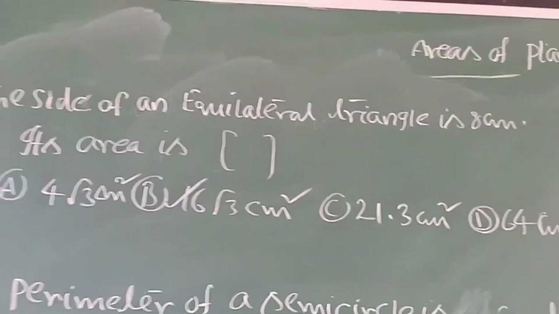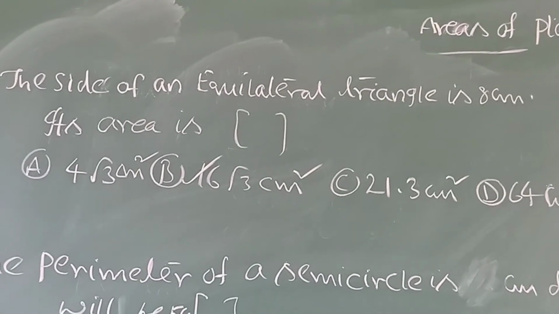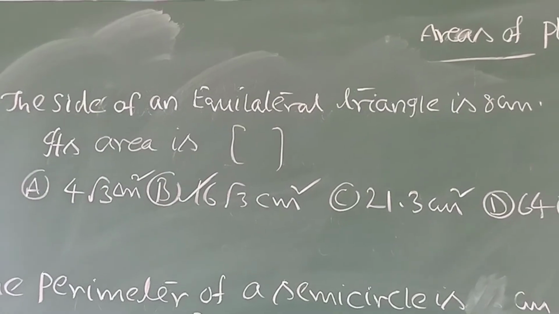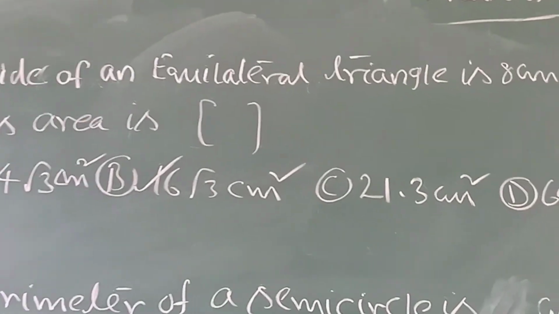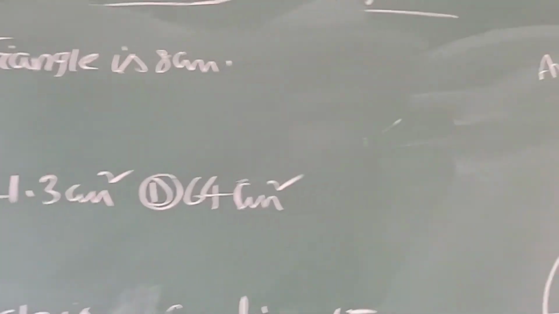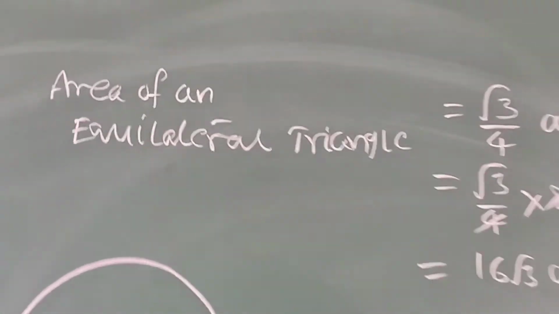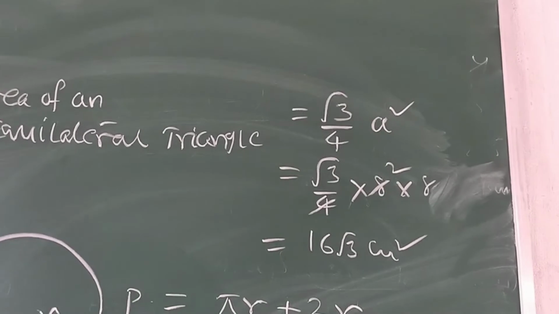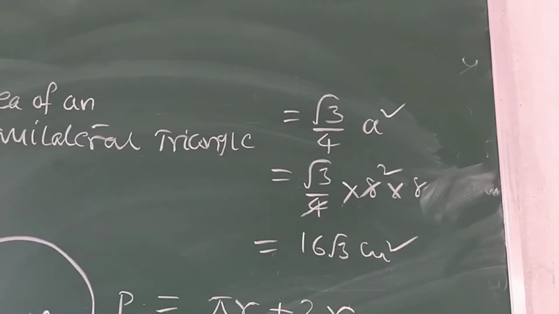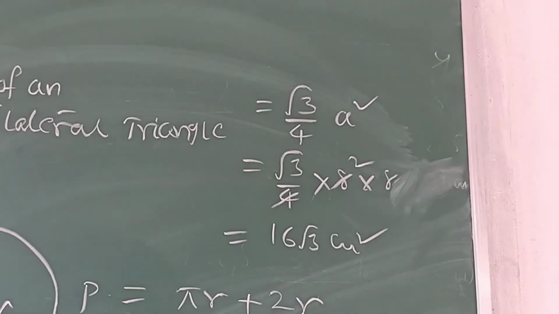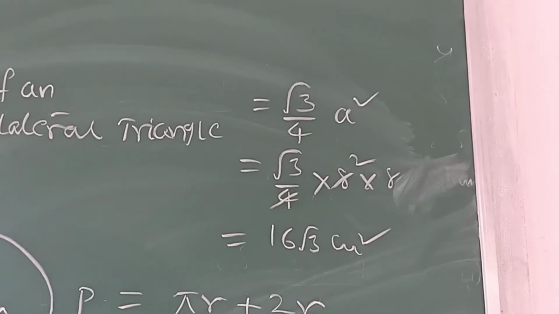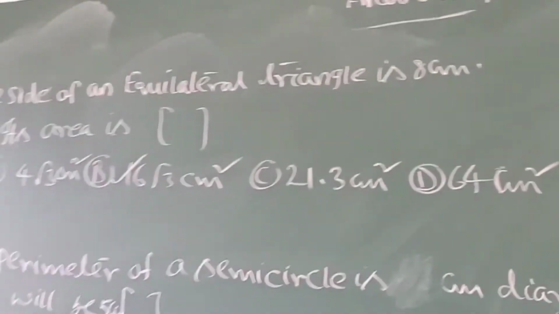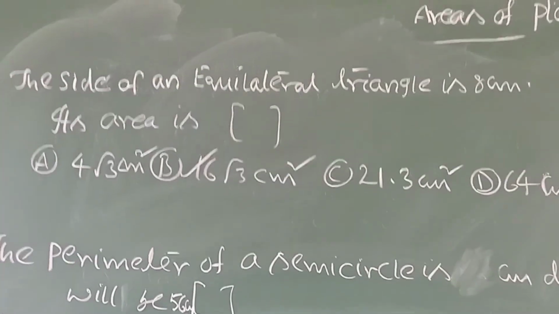area. The side of an equilateral triangle is 8 centimeters. Its area is? What is the formula to find the area of an equilateral triangle? Root 3 by 4 a square. Therefore, area is equal to root 3 by 4 into 8 into 8. 4 divides 8 two times. Therefore, 2 eights are 16. 16 root 3 centimeter square. Therefore, the area of the equilateral triangle is 16 root 3 centimeter square.